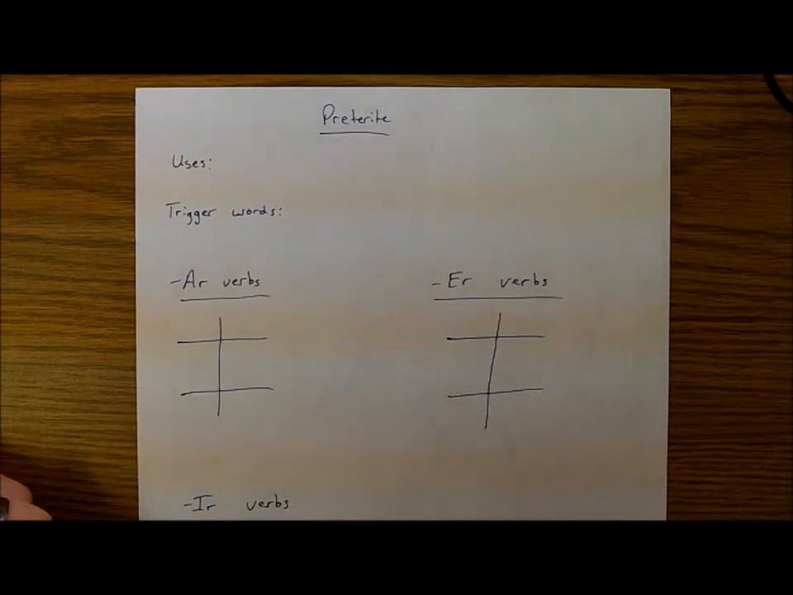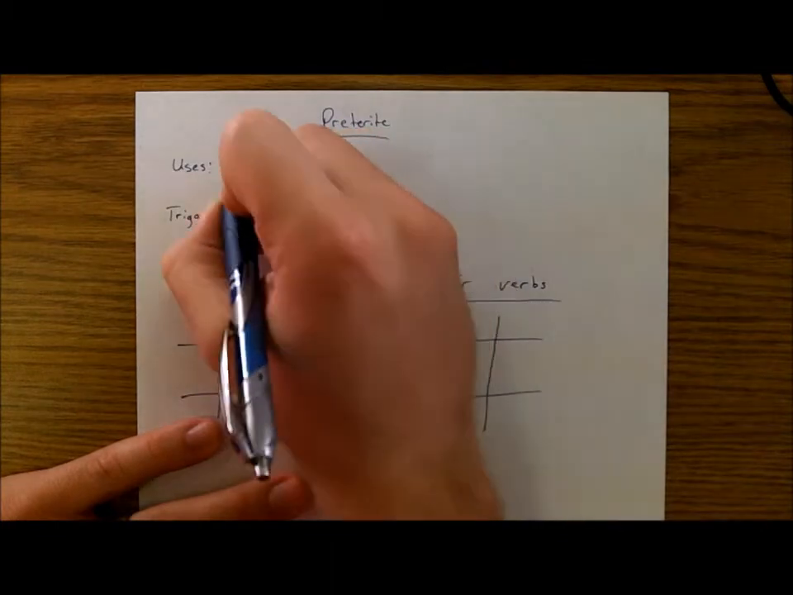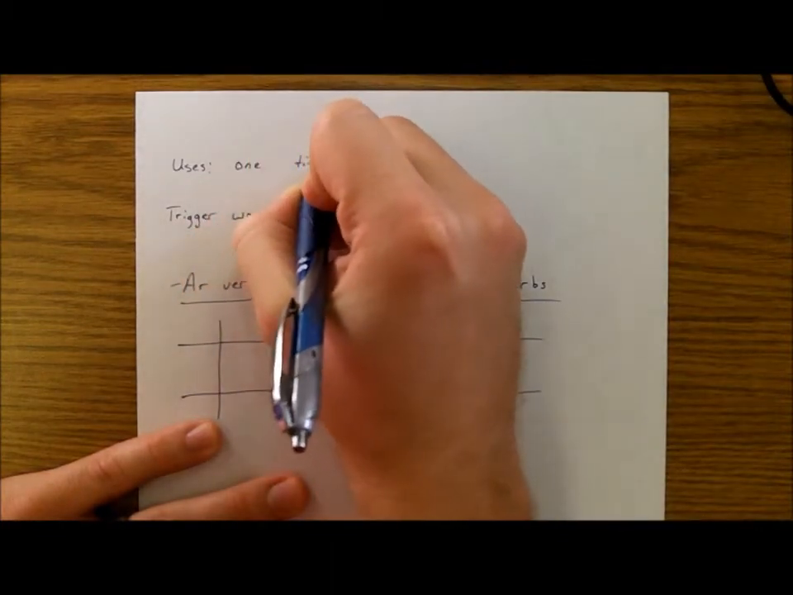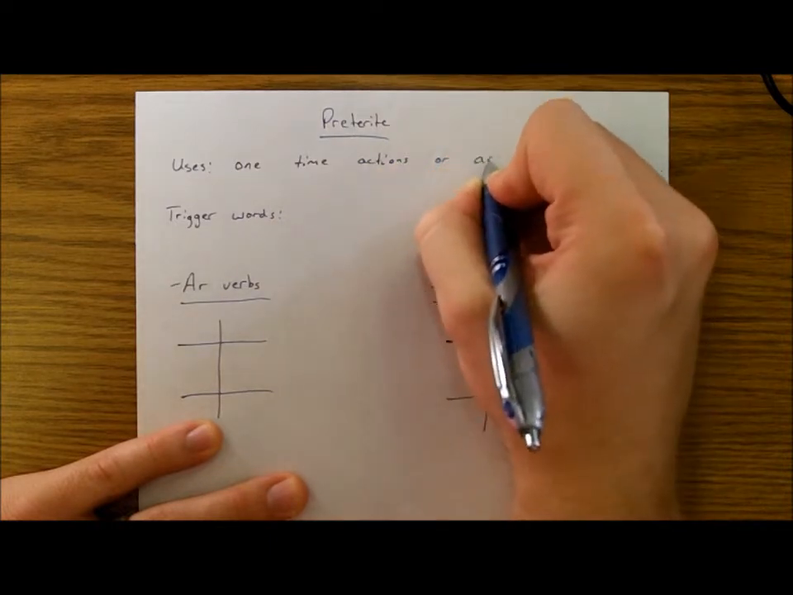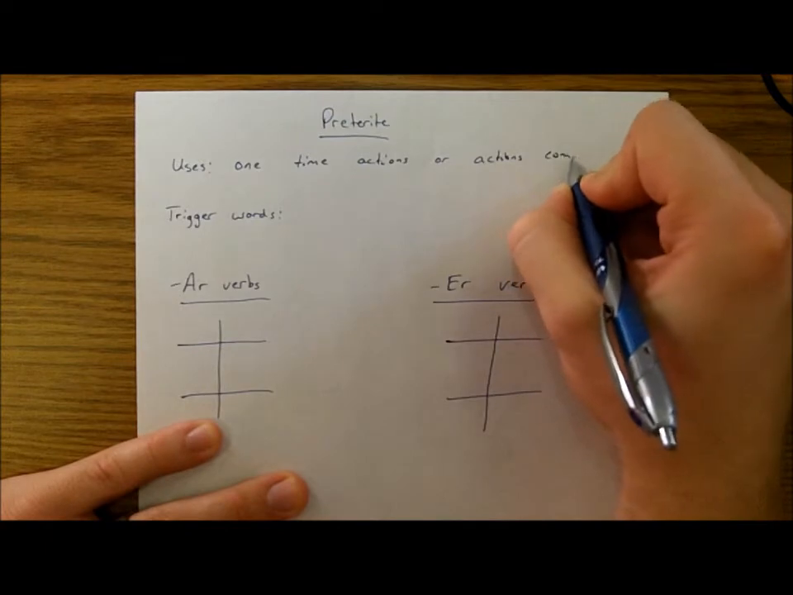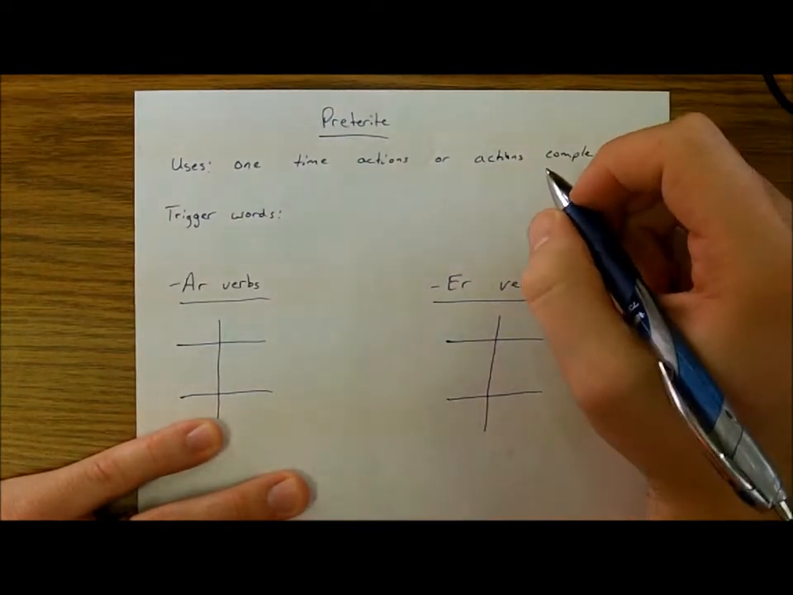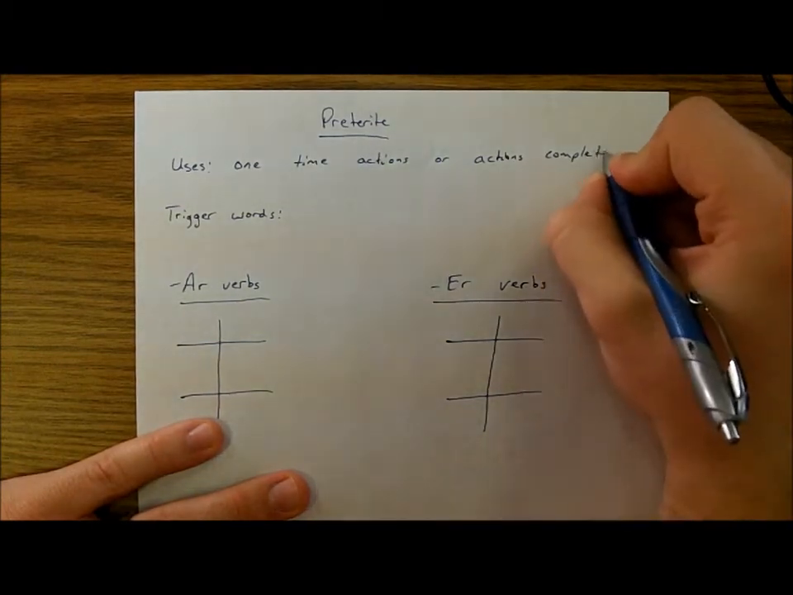Now, in order to know what the preterite tense is, we're going to talk a little bit about its uses. The preterite is one of the two past tenses in the Spanish language. You would use the preterite when you're talking about one-time actions or actions completed in a limited period of time, such as "I studied in another country for," and you put that duration. That duration is that limited period of time.